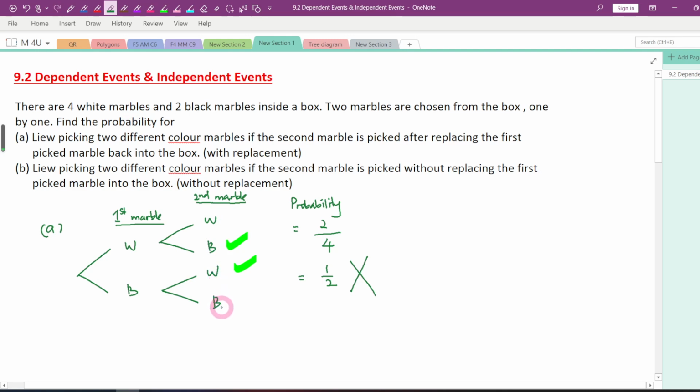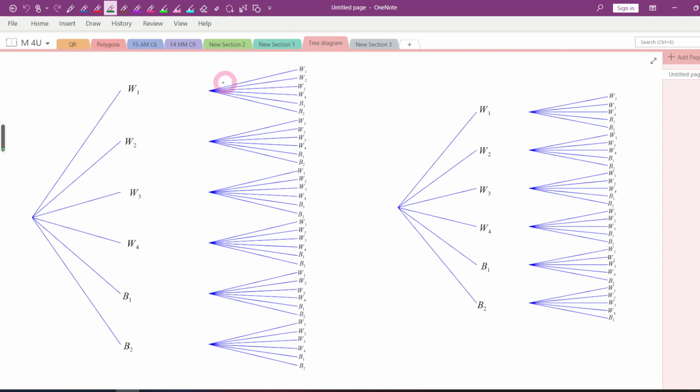If you want to calculate like this, you still can use a tree diagram, but we need to draw W1, W2, W3, W4. Why? Because there are 4 white marbles and you have 2 black marbles. We need to write B1, B2. And you will get a tree diagram like this, which has a lot of branches. So it actually takes time and it needs a lot of space. So normally I will not suggest you to do that. So I can draw another diagram for you. I will use a graph to show you all the possible outcomes.